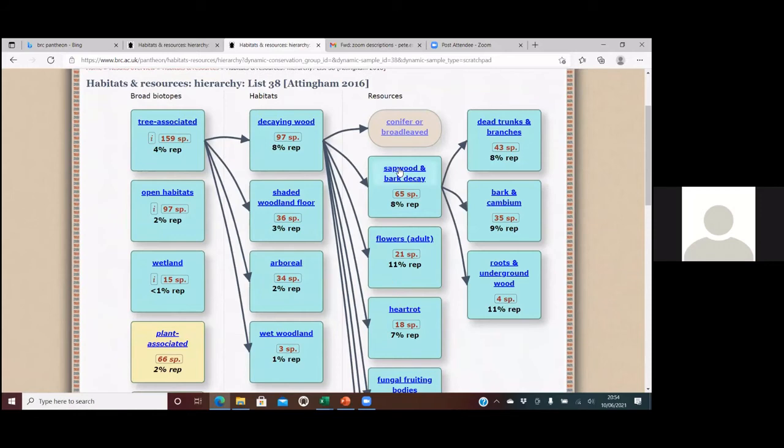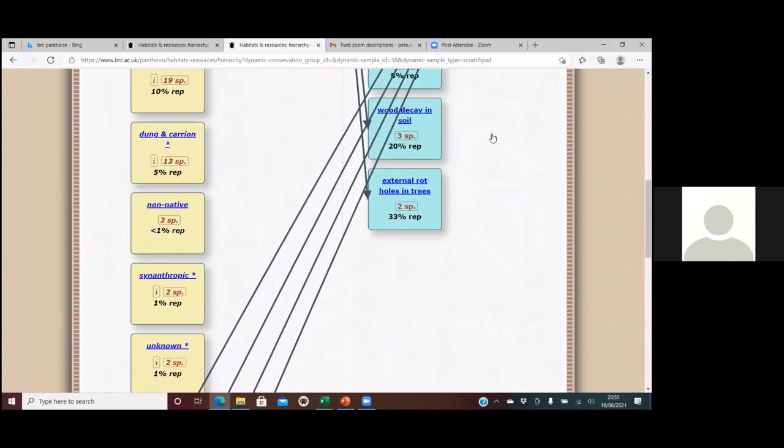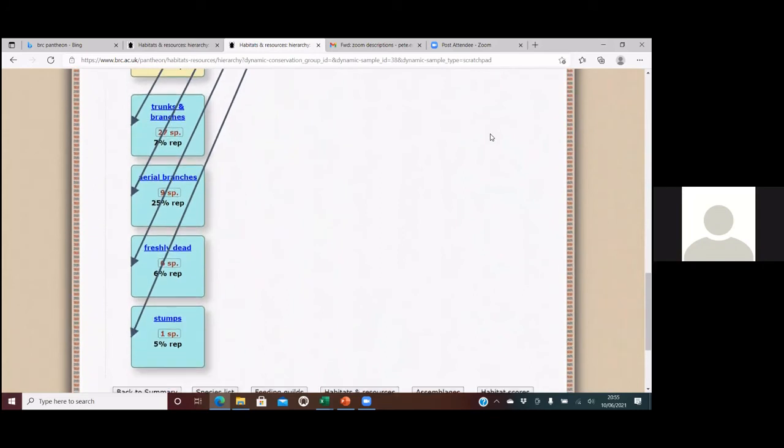We can split it down even further and say we have 43 species associated with dead trunks and branches. The sort of bark and cambium layer accounted for 35 species of the 97, and 4 species were associated with roots and underground wood. Can we go any further? Dead trunks and branches? Yes, we can. And it's run out of space, so it takes it down the page. And that tells us that 27 species were trunks and branches, 9 were aerial branches, 6 species were associated with freshly dead wood, and only 1 species was associated with a tree stump or tree stumps.